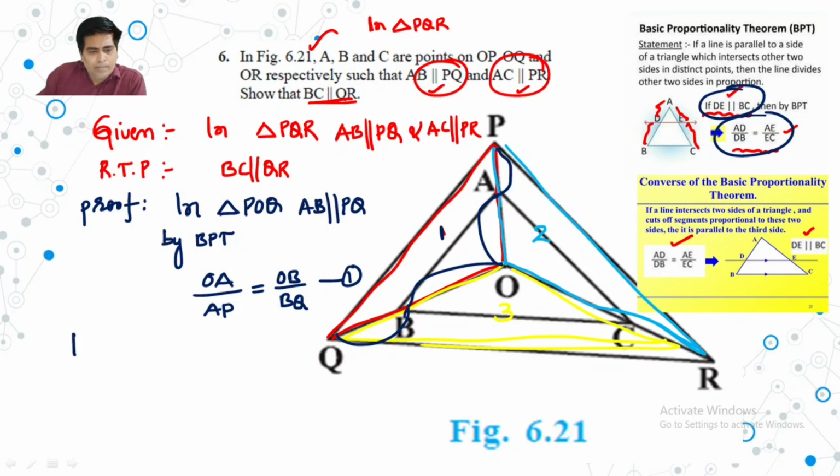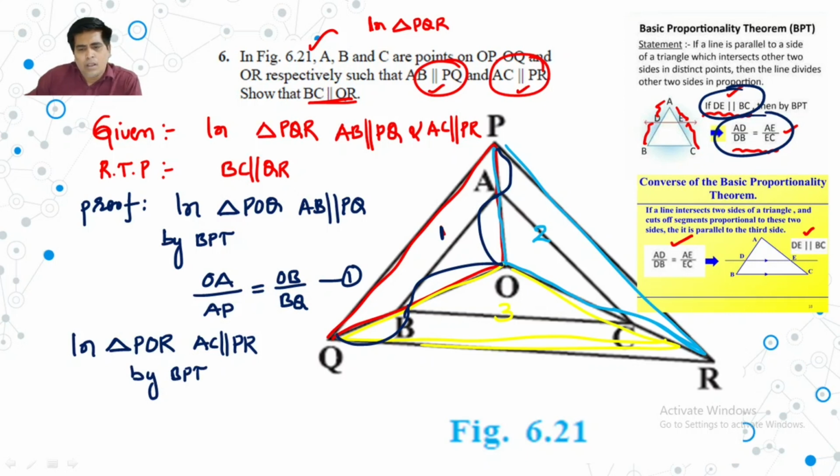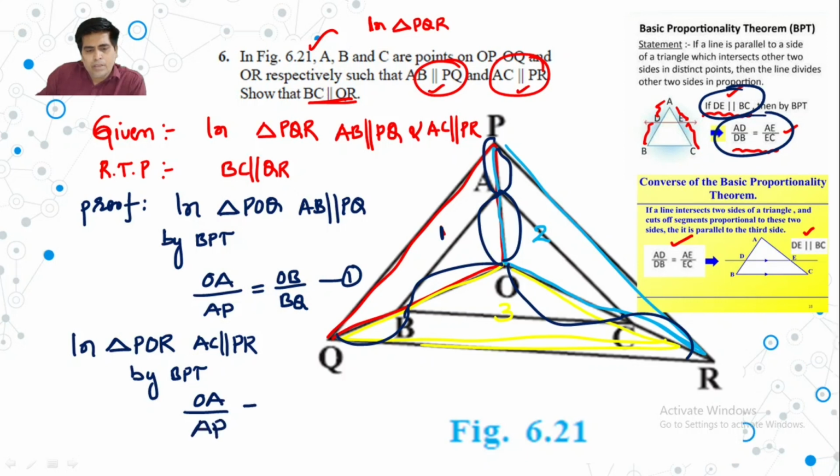Similarly, in one more triangle, triangle POR, the same thing. AC is parallel to PR. So by BPT theorem, I can write that OA by AP is equal to OC by CR. So I am writing it here: OA by AP is equal to OC by CR. I am naming it as the second equation.